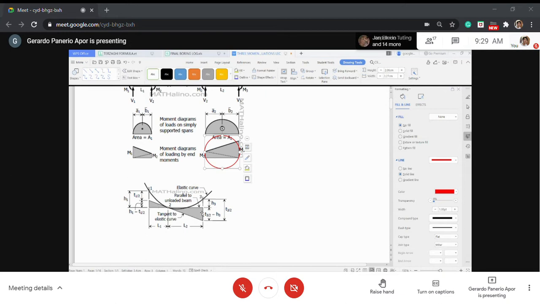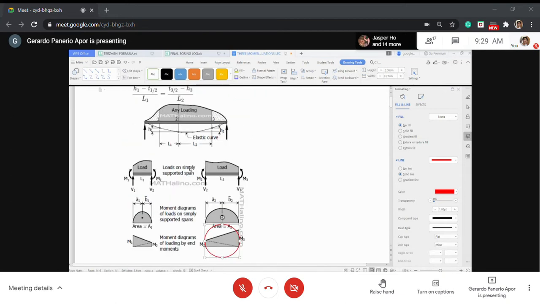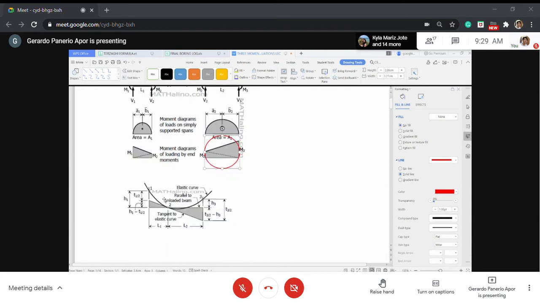You know that this one is H1, the difference between 1 and 2. So it is repeated here as 1 and 2. But each one is composed of tangential deviation from 1 to 2. Tangential deviation is the second theorem of the area moment method.